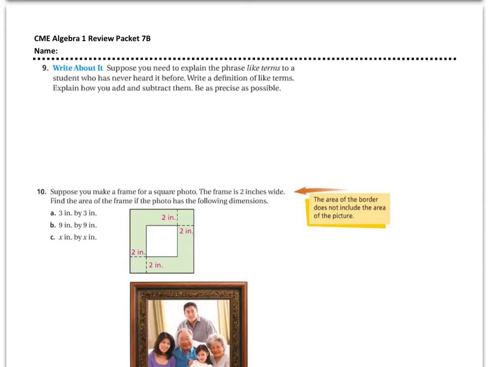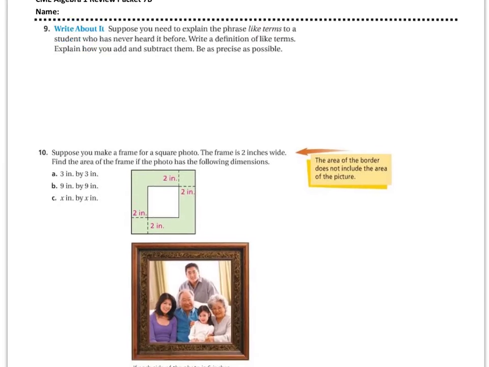Number 9. Suppose you need to explain the phrase like terms to a student who has never heard it before. Write the definition of like terms, explain how you add and subtract them. Be as precise as possible. So what does it mean by like terms? I always said in class, the same letter, same power. I want you to use a little bigger words to explain what that means and how you can add and subtract them. Don't get mixed up with multiplication, because it's slightly different when you do those.